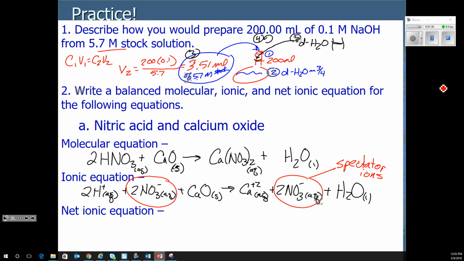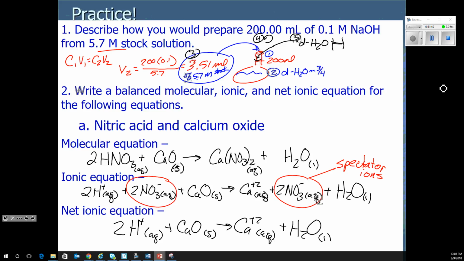Just nitrates. So we rewrite the bottom here, 2H plus AQ plus CaO solid yields calcium plus 2 AQ and water, H2O as a liquid. Okay? Ca is AQ and it's a Ca plus 2. Because any ion is a cute little ion. It's always AQ. Calcium oxide is a solid.